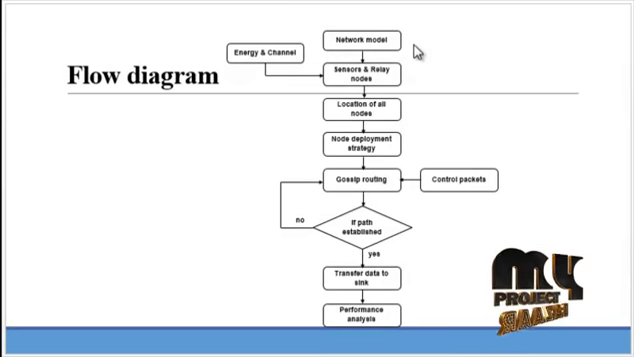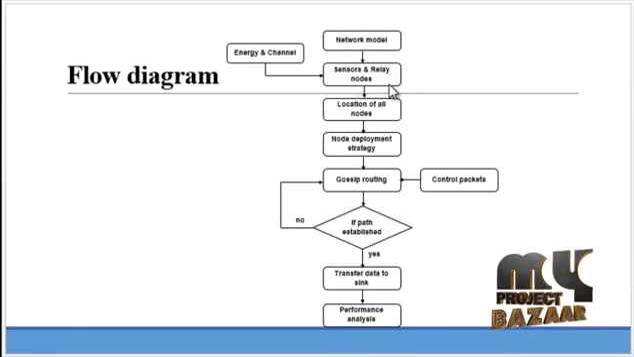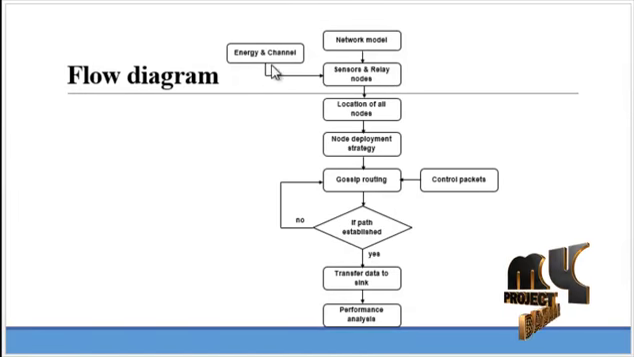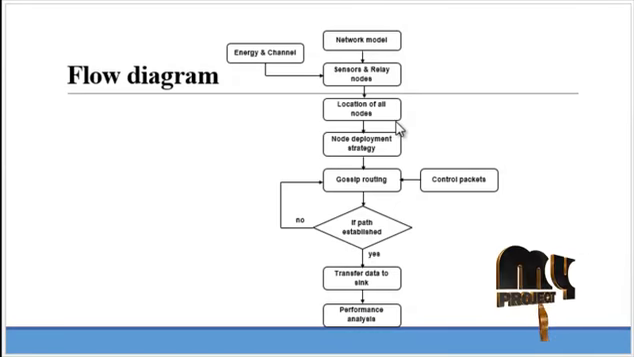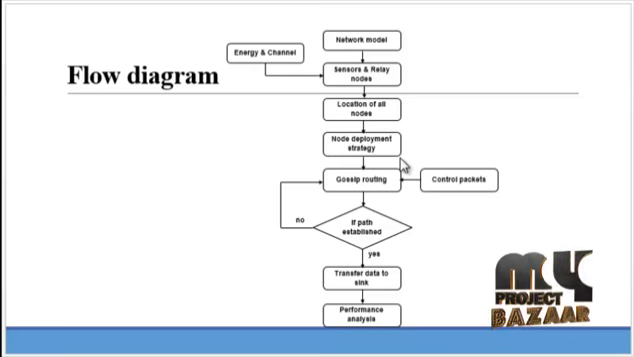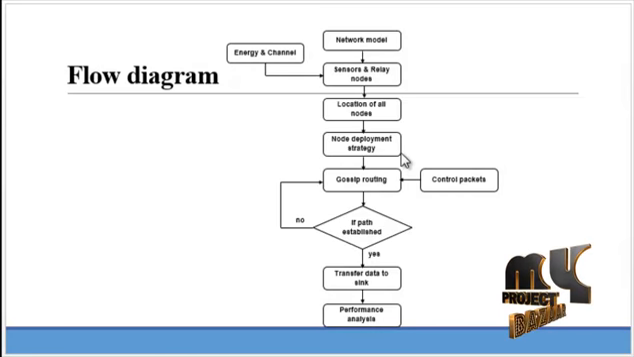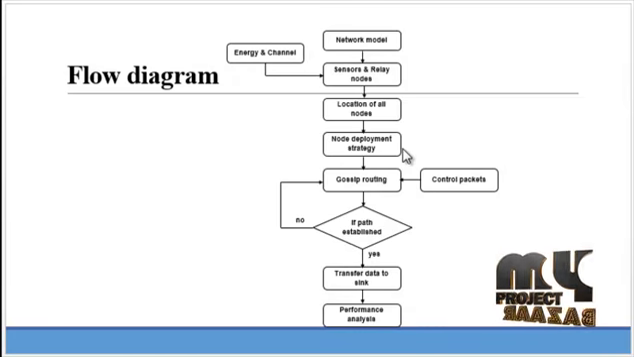Now see the flow diagram. First, the network model is constructed. It includes the number of sensor nodes and the relay nodes in the transmission range. It has the energy and the channel which is assigned for each sensor and relay node. Then the locations of all nodes are gathered by the sink node. After that, a node deployment strategy is implemented, in which the relay nodes and the sensor nodes are placed in a specific location according to the sink location.